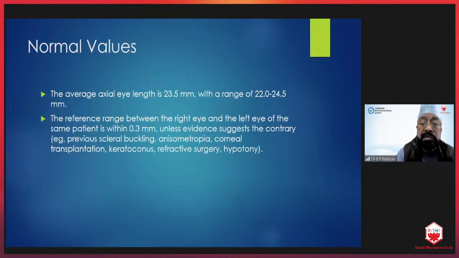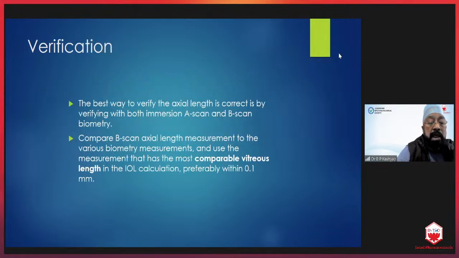So when people ask when you should be cautious, you should know the normal values, right? The average axial length is 23.5 millimeters with a range of 22 to 24.5 millimeters. If it is anything beyond this side or that side, you have to be very, very careful. And at the same time, there should not be more than 0.3 millimeters difference from one eye to the other, unless you have had a scleral buckling operation, an asymmetry, corneal transplantation, keratoconus, refractive surgery or hypertony.